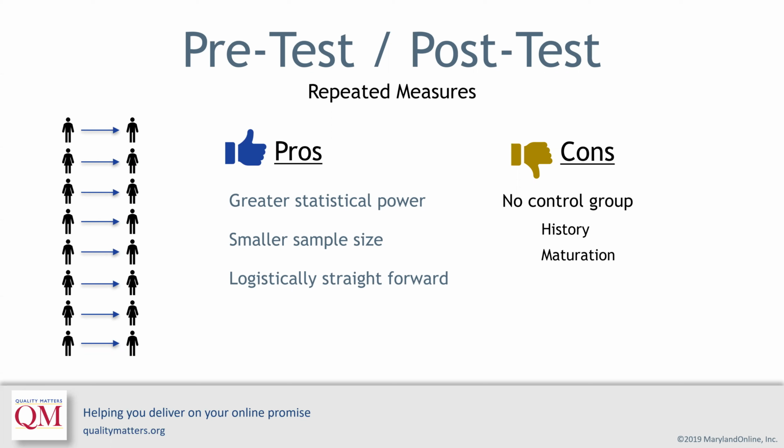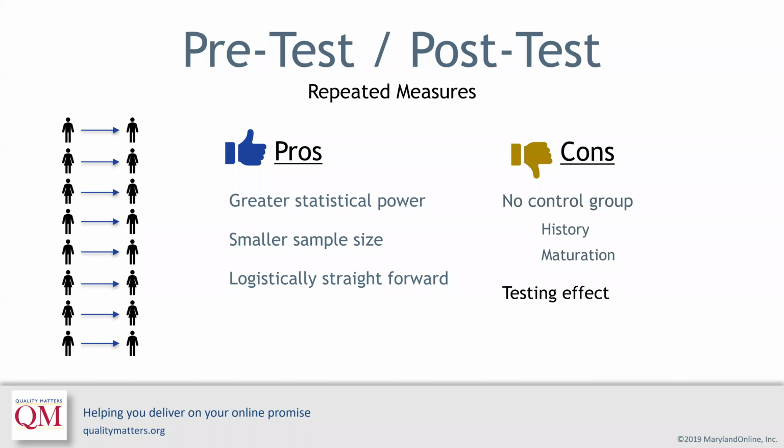History refers to all of the things outside of your intervention that students experience during your study. For example, if you're looking at pre-test, post-test, beginning and end of a semester, while students are taking your class that semester, they're probably taking other classes. They may be working, they're reading things on their own. All of those other experiences can impact their performance on your post-test. Maturation is similar, but it usually refers more to natural development that happens over time.